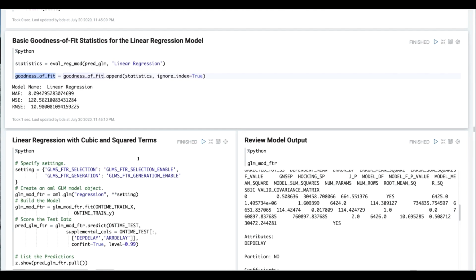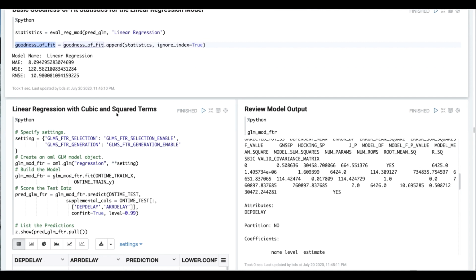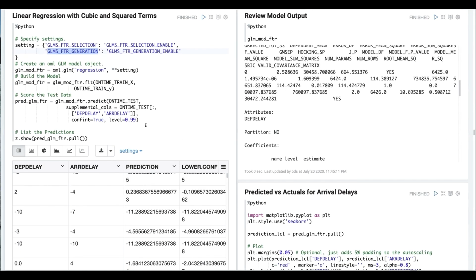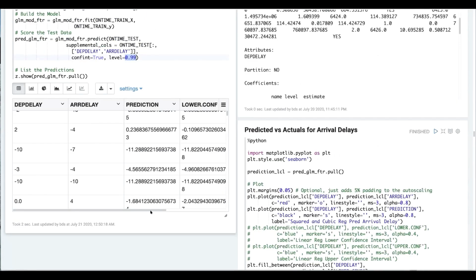So right now, I'm going to look at another model, where I'm trying cubic and square terms. It might not make sense because it's pretty much a straight line, but I will try to run a feature selection and a feature generation on my algorithm. When I do that, again, I'll get my confidence levels, my confidence interval. I can increase the confidence there if I want to, to 99%.